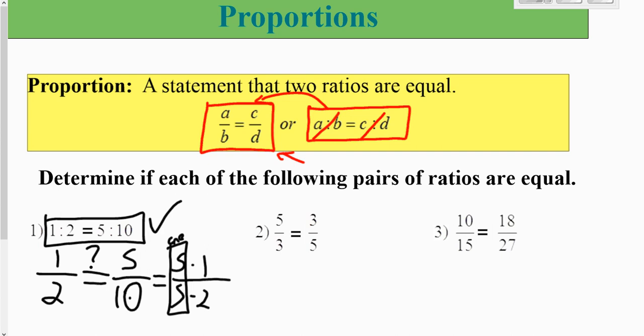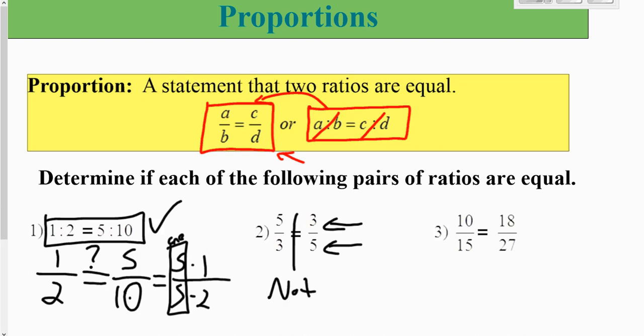When I look at 2, if I have 5 over 3 is equal to 3 over 5, they can't be reduced, and they're not equal. I have 5s up top and a 3 up top, and vice versa on the denominator. So this is not going to be equal.